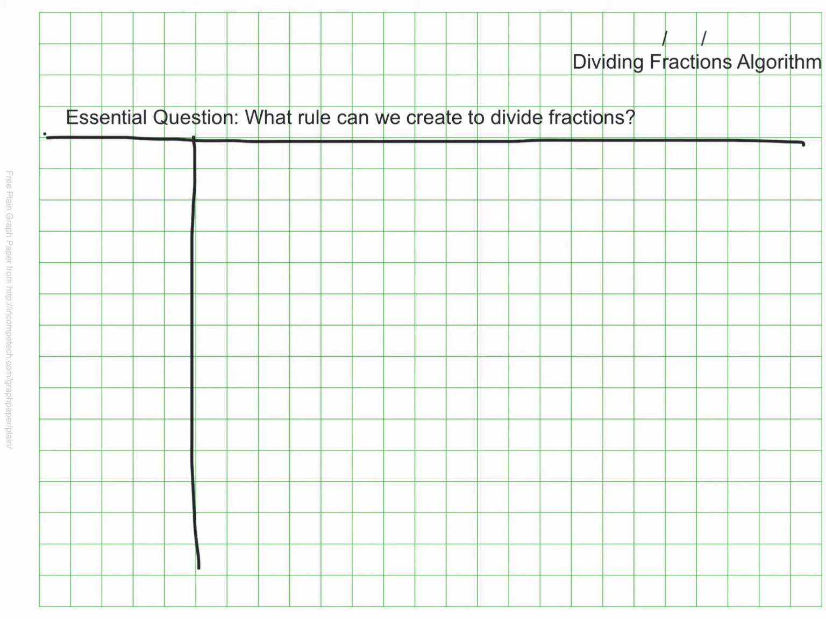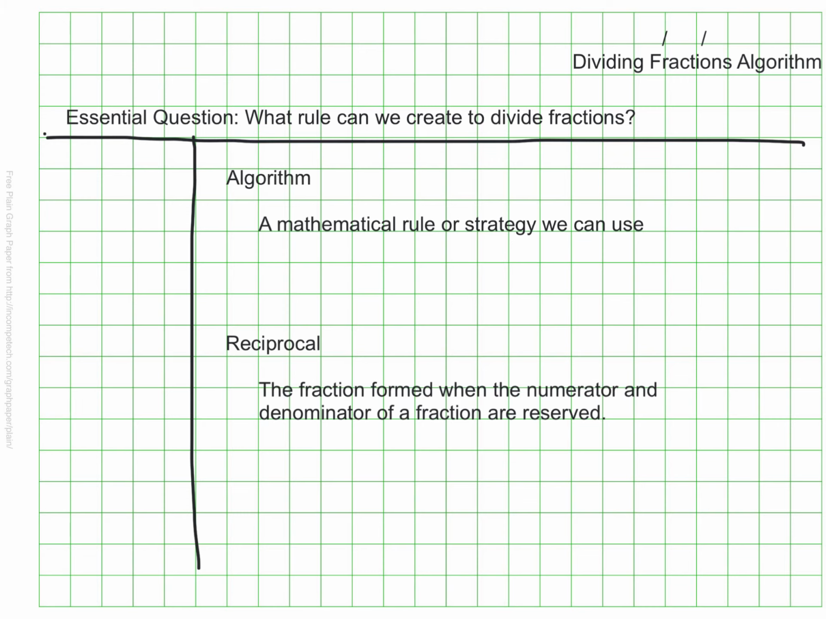Just as we did with multiplying fractions, we want to see if we can come up with an algorithm. Remember that an algorithm is a mathematical rule or strategy that we can use. To create this algorithm, we're going to need a term in math that we call the reciprocal. The reciprocal is the name of a fraction that you get when you reverse the numerator and the denominator.